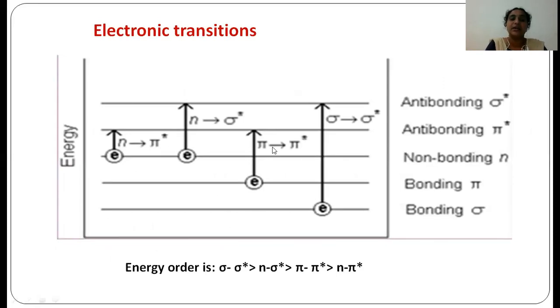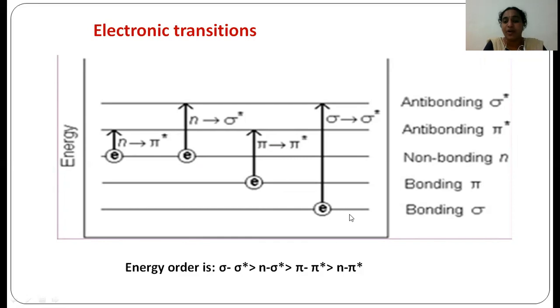So these are the electronic transitions. Whenever a sample absorbs UV-visible light, what will happen? Some changes occur. Electronic level changes occur. Those electronic transitions may be sigma to sigma star, or pi to pi star, or n to sigma star, or n to pi star.